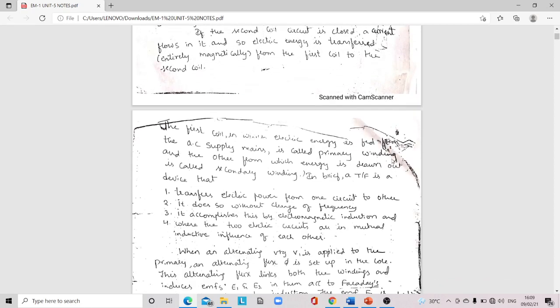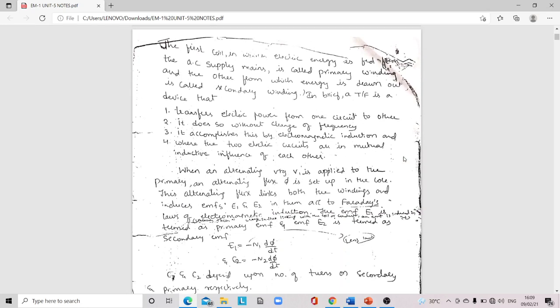The first coil in which electrical energy is fed from the AC supply mains is called as primary winding, and the other from which the energy is drawn out is called as secondary winding. So in brief, we can tell that transformer is a device which will transfer electric power from one circuit to another circuit. It does so without changing frequency. It accomplishes this by electromagnetic induction and where the two electric circuits are in mutual inductive influence of each other.